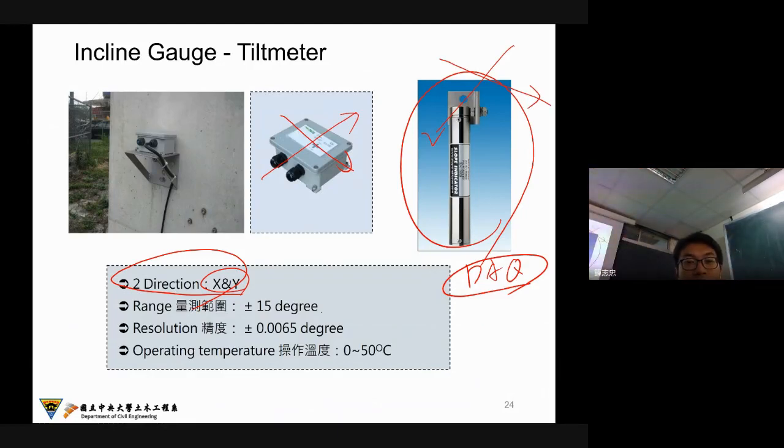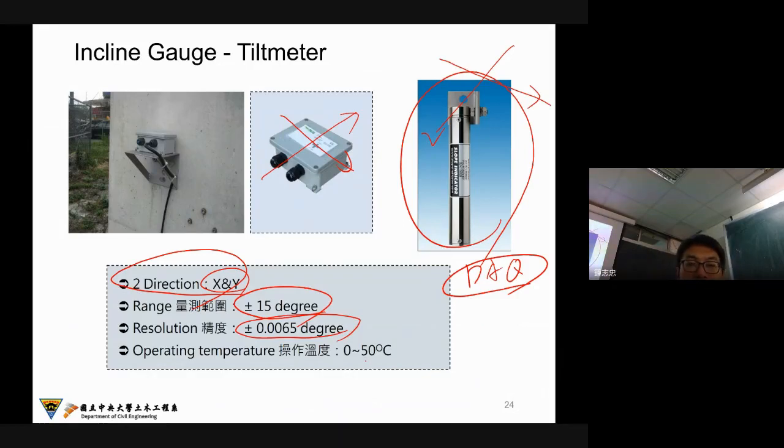They will also give you the measurement range. For this sensor, maybe 15 degrees, not so much, but with a very high resolution, 0.0065. I cannot imagine how small it is.